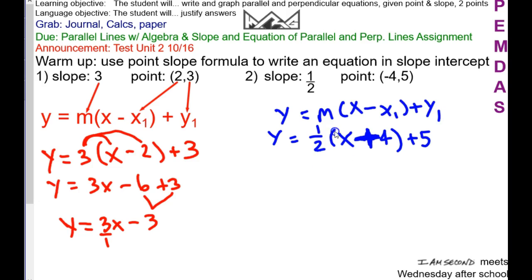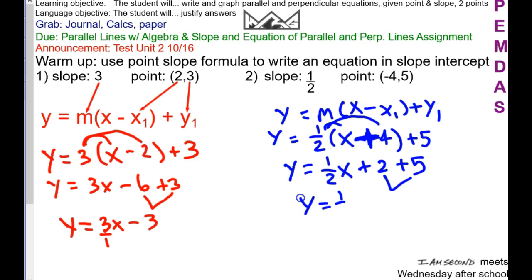Okay, now let's do the distribution. 1/2 times x, 1/2 times 4. So what is 1/2 times x? Like any coefficient, you just put it in front: 1/2 x. And then 1/2 times 4. What's half of 4? It is 2. If you did not know how to do that in your brain, you could still use your calculator. 1/2 times 4, you would get 2. So plus 2, and then bring down the plus 5. And like last time, combine like terms. Y equals 1/2 x plus 7.